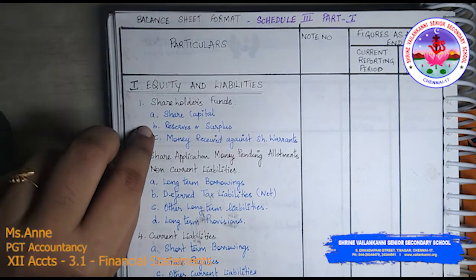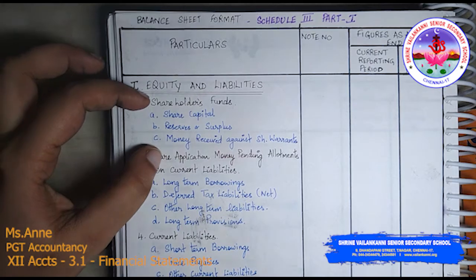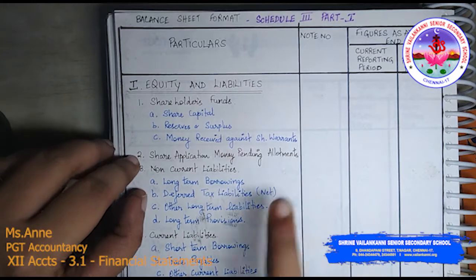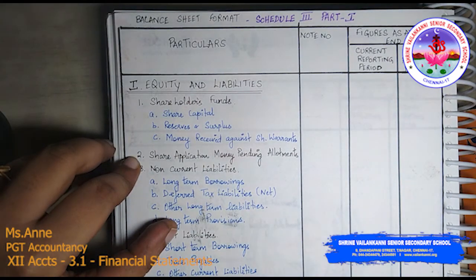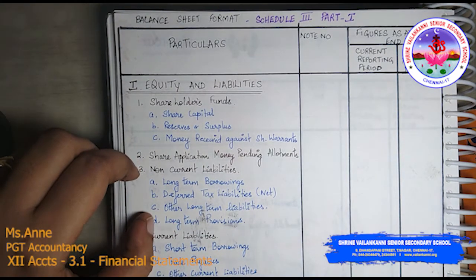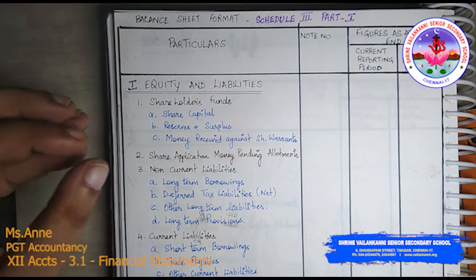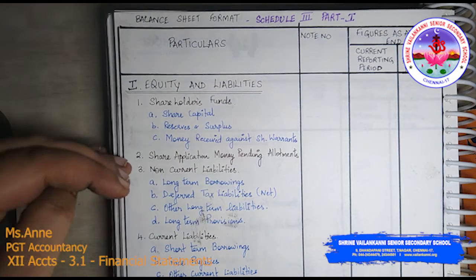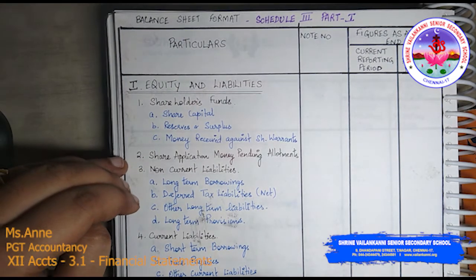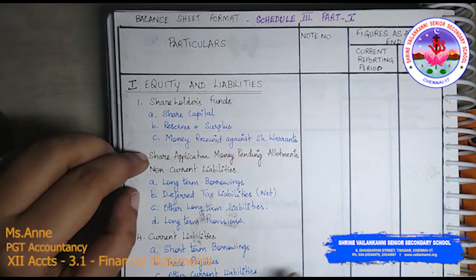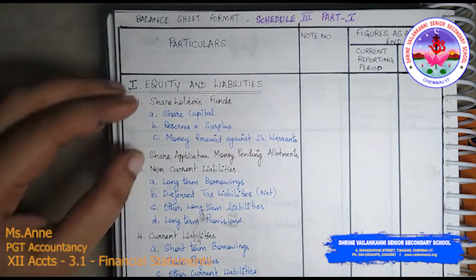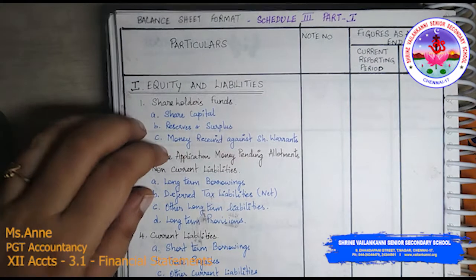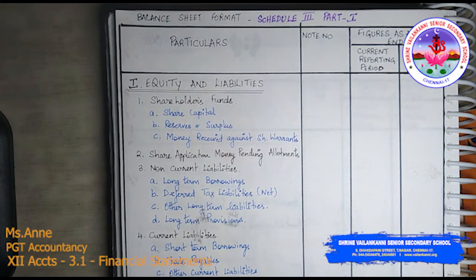We are aware of what reserves and surplus are. So shareholders fund is the first item. The second one is share application money pending allotment. Here, shareholders have applied for the shares, but the company has not started the allotment process. In that case, that money will be shown separately as share application money pending allotment. I'm sure you're able to get this.